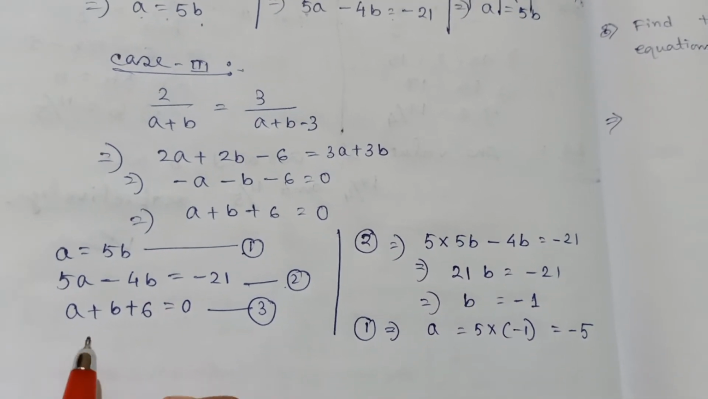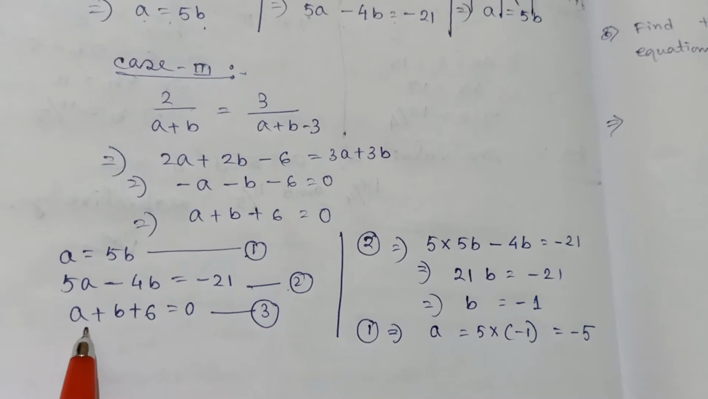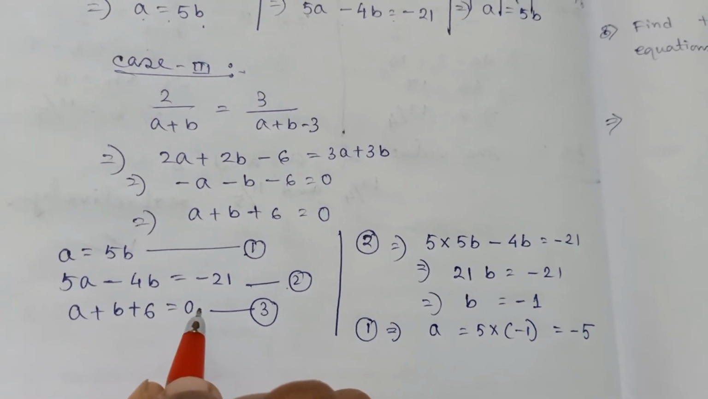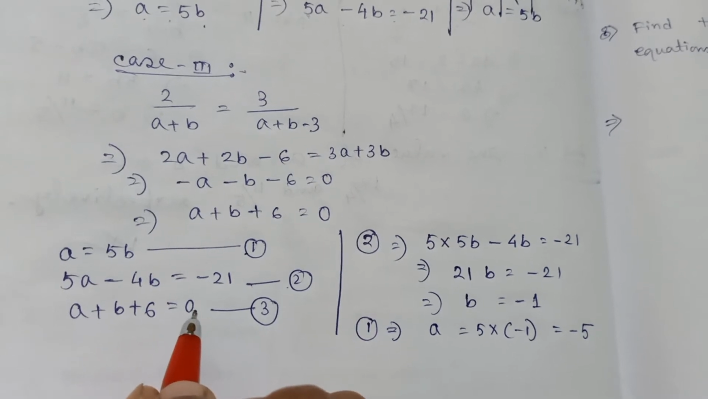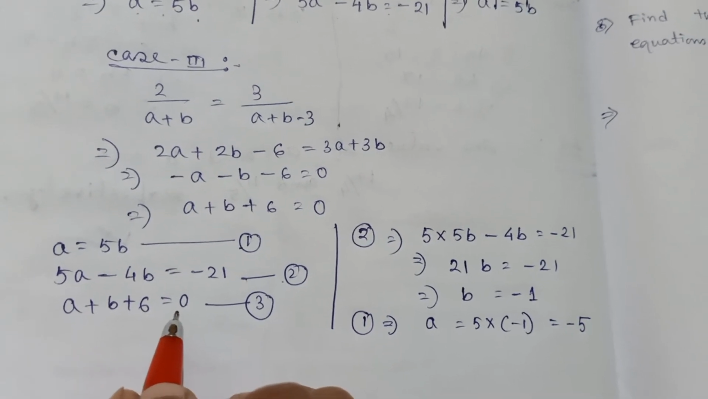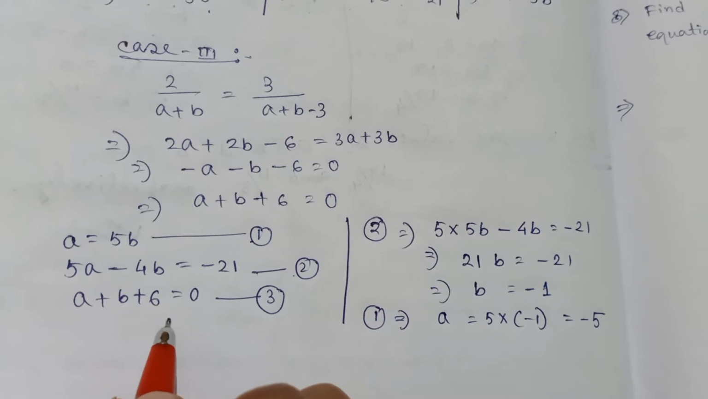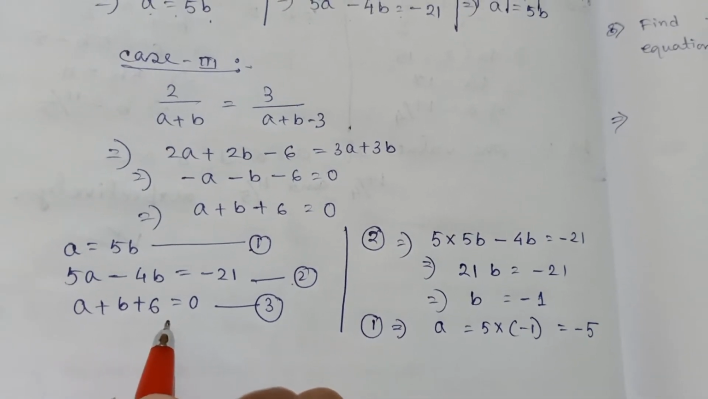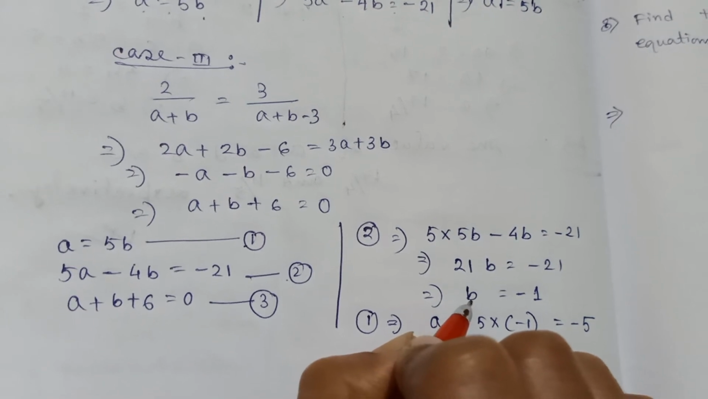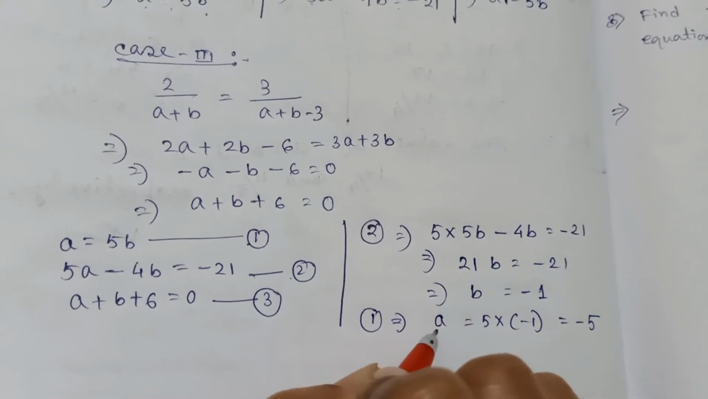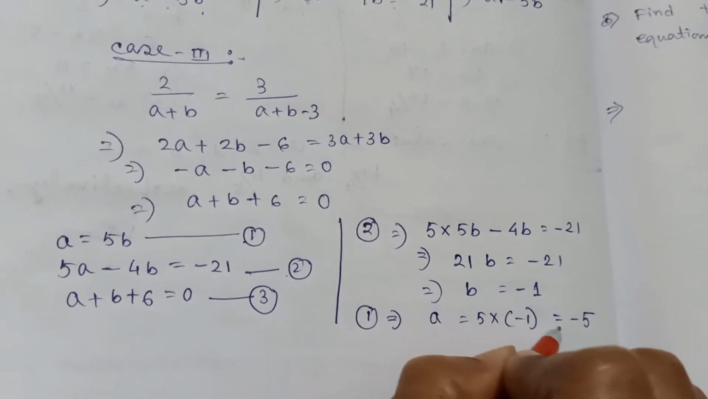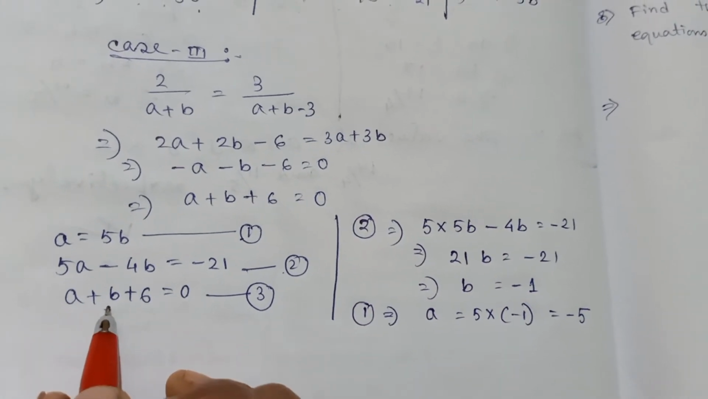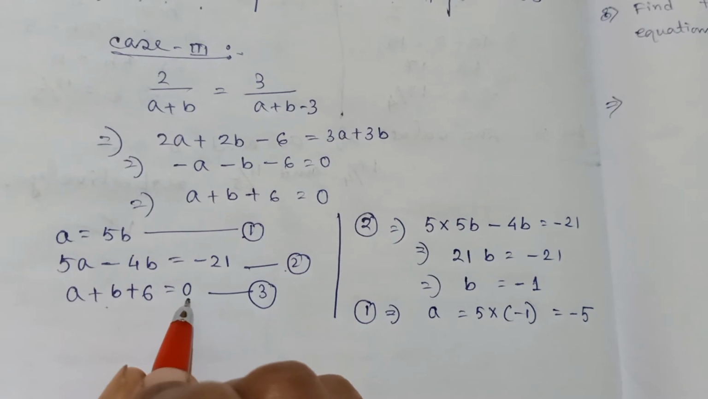So you will be thinking that why do you need a plus b plus 6 equals to 0, the third case? Yes, you need the third case also. It is equally very important just to verify a and b's values. How? We will put these two values of a and b here in the left hand side, and we will check whether they are coming 0 or not.